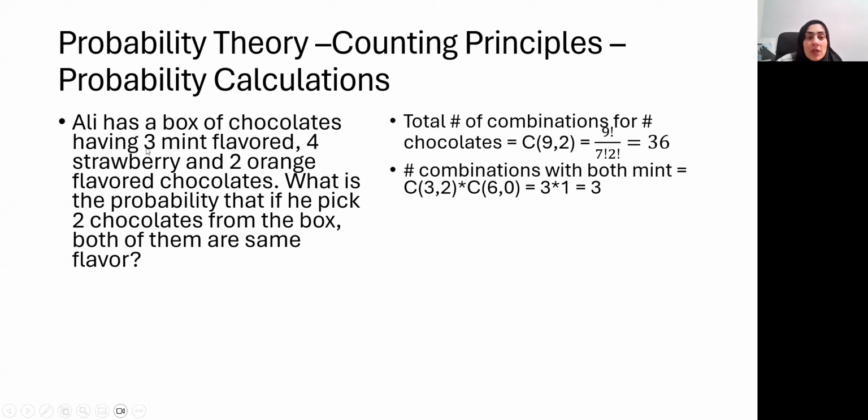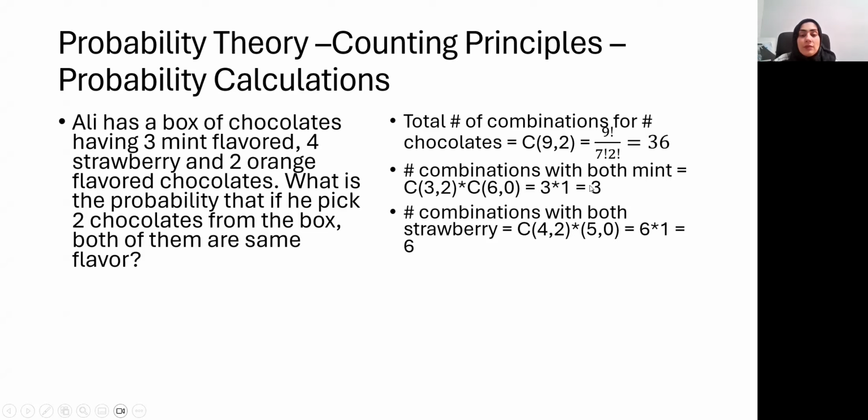So we have 3 such candies here, and we choose 2 from them. And since we have to choose only 2 from the entire box, we do not choose any from the rest of the flavors, whatever they may be. So we have 2 from 3 and 0 from the remaining 6. And this gives us 3 into 1. By definition, this is 0. This is 1. So we have 3 such combinations.